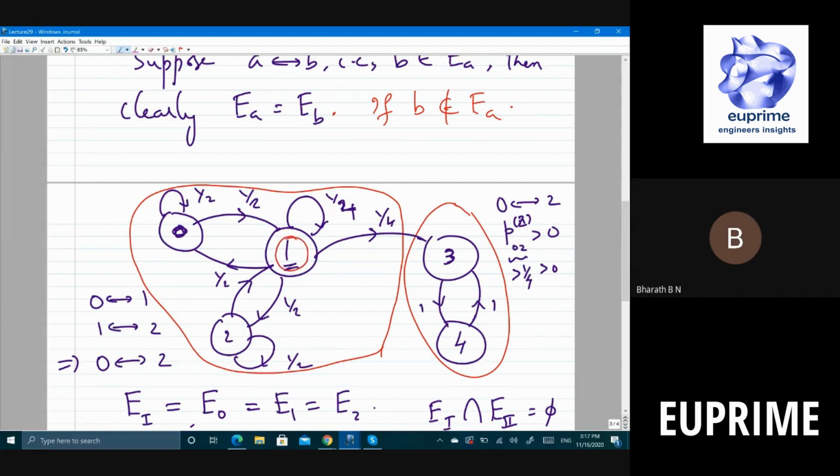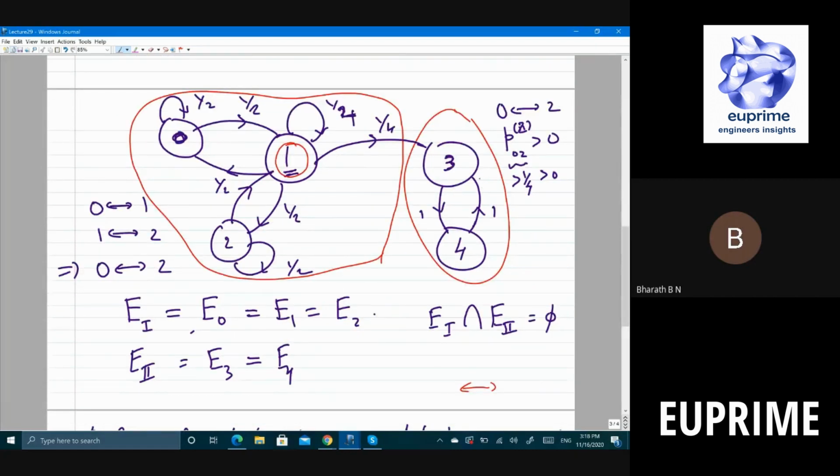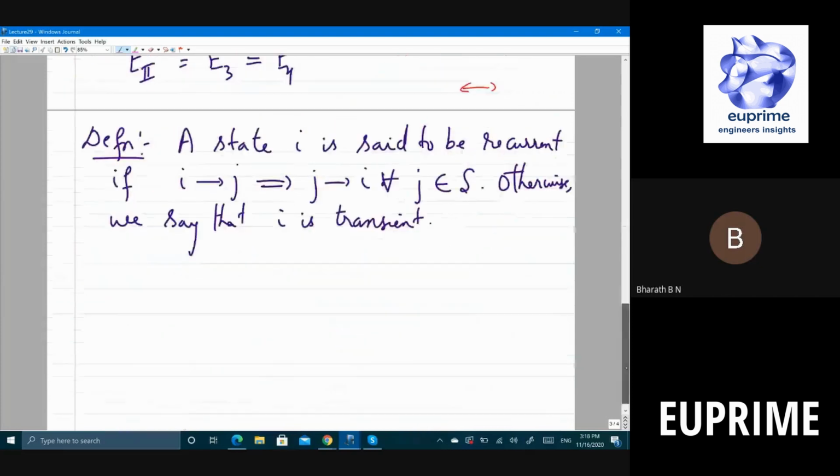This one is transient because the moment you hit 1, there is a chance that you will never come back. All right. So that's a transient state. Whereas 3 and 4 are recurrent. Because the moment you hit 3, you will come back again and again, infinitely often, right? Okay. Is that fine? Everyone?